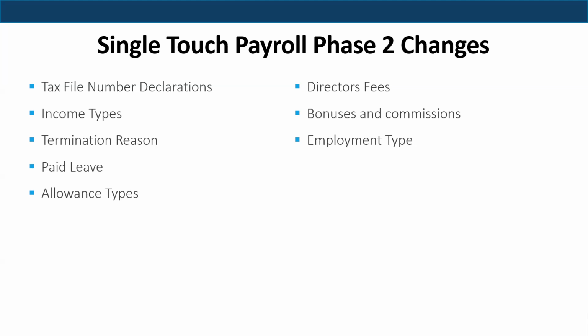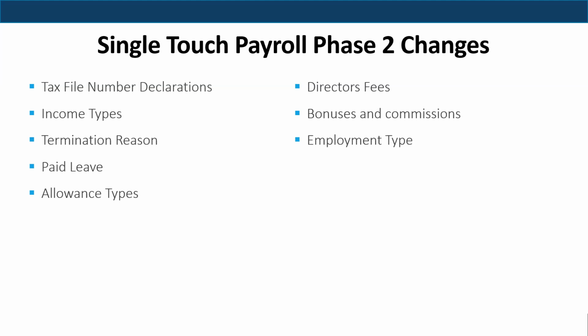Termination reasons will now be mandatory to be reported to the ATO when an employee finishes their employment. Previously, an employer may have been asked to provide an employee with a termination certificate, but now with the introduction of STP Phase 2, the reason for the termination needs to be included in the STP report, which is submitted to the ATO, and that eliminates the need for a separation certificate to be produced separately.